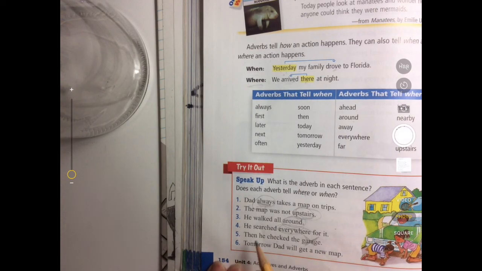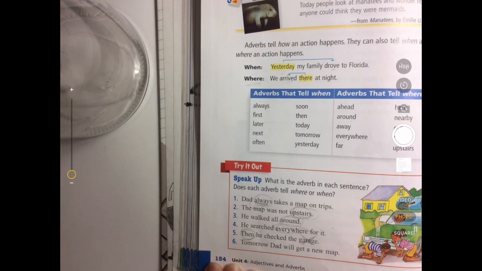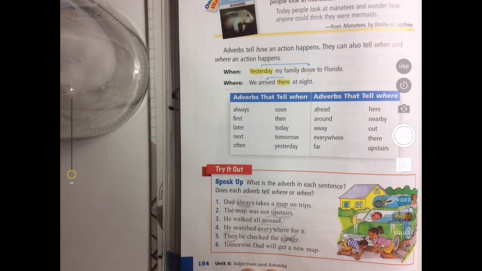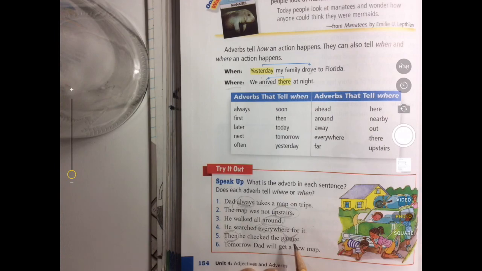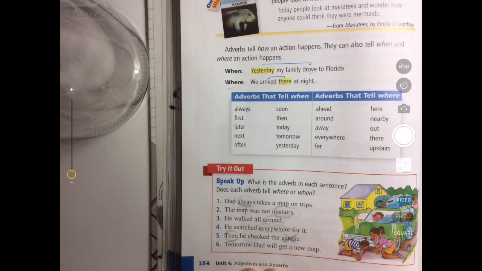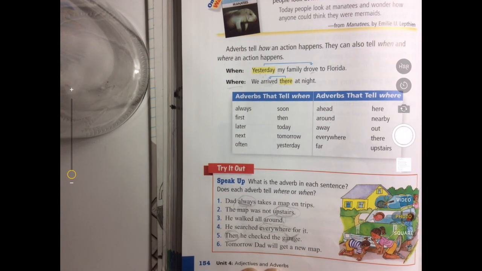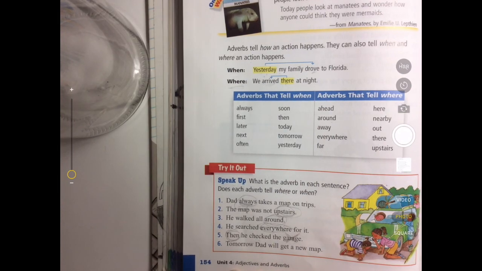The correct answer is actually then. Then he checked the garage. Then answers where or when? It answers when. When did he check the garage? He checked it then. So this one is a little tricky, and sometimes you'll have tricky questions like this. So you have to be very careful, okay? Sometimes it's going to seem like this would be the answer, but you have to think, is this an adverb or a noun? This one is a noun, so it cannot be the adverb.